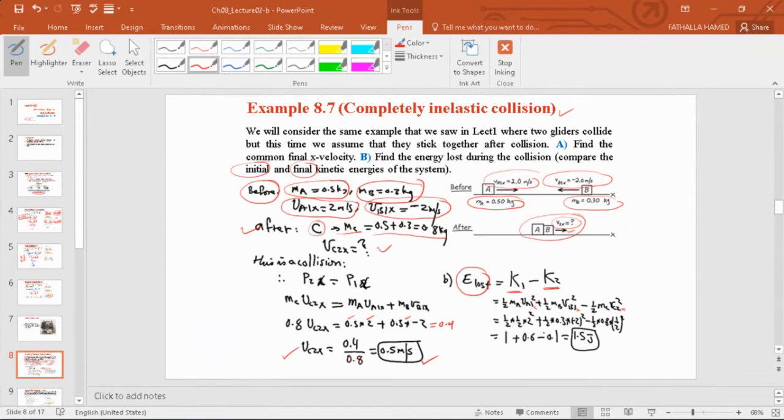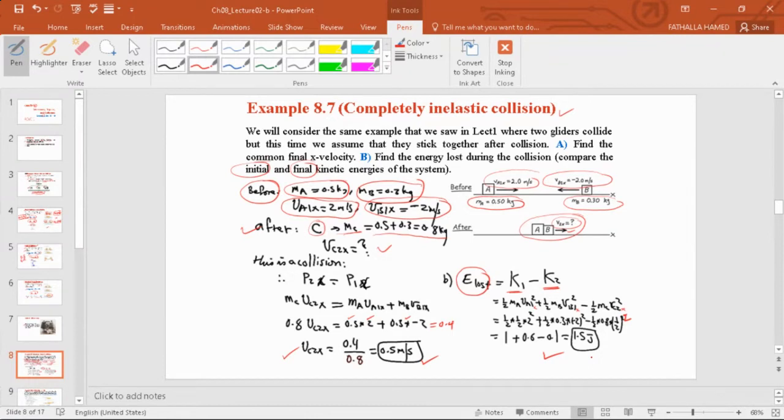The vA1x squared here is equal to 2 squared, plus 1/2 times 0.3 times minus 2 squared, minus 1/2 times 0.8 for mC, and our vC2x is 0.5, so we write it here as a half, and of course you want to square that. This will give you 1 plus 0.6 minus 0.1, and it gives you 1.5 joules. So we lost this energy in the collision.